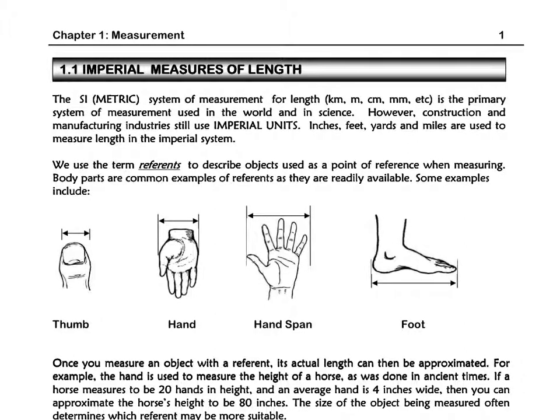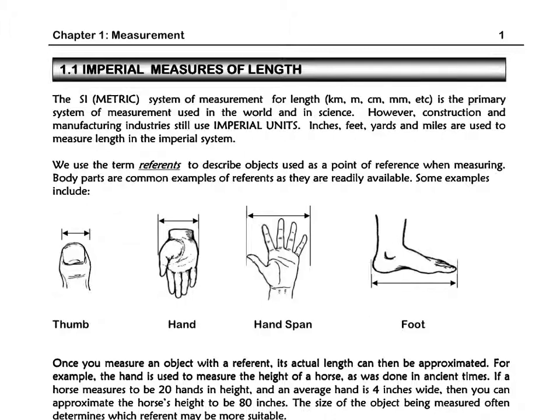Okay, chapter 1 is on measurement, and section 1.1 is on imperial measures of length. Now, we are probably more familiar with the metric system of measurement, and that's what you've done in school in your courses for the most part in math and science. Measurements were given in metric, because that is the system that is used in the world and in the world of science as well. In this chapter we're going to be dealing mostly with length measures.